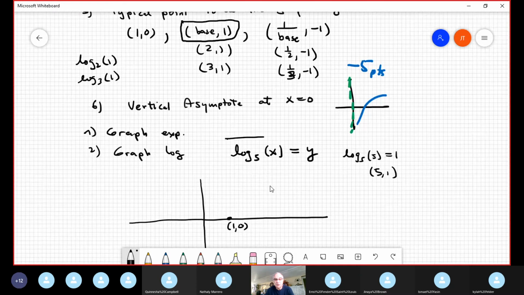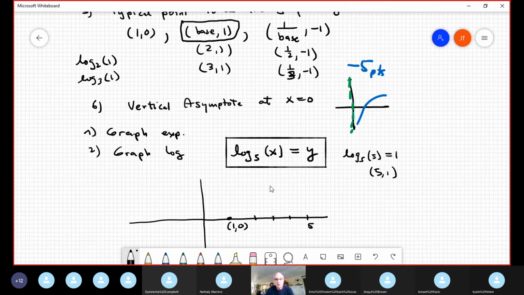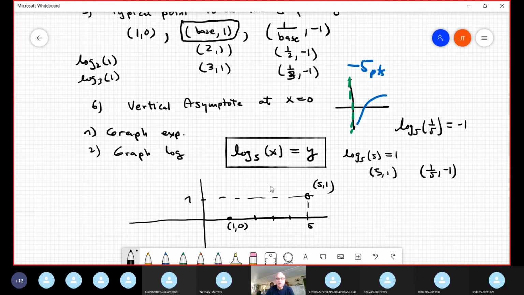In our hypothetical test example, what number do you put here? It's (5,1). I plot that point. And another typical point is 1 over the base: (1/5, -1), because it's the reciprocal. I know the logarithm base 5 of 1/5 is -1. So I plot that point.